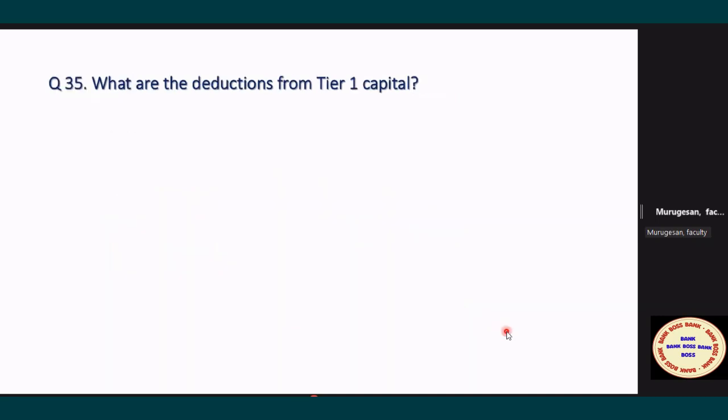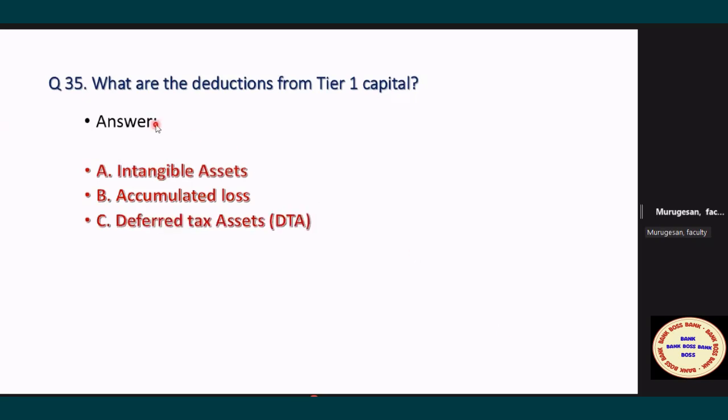Quick answer: what are the deductions from Tier 1? Something you have to knock off. What is knocked off? Intangible assets, remember, will always be knocked off. You are keeping intangible assets in the balance sheet, that is okay. But for the real capital, the tangible net worth, you have to knock something off. Knocking off means you are removing those from your Tier 1, CET1. Intangible assets you have to remove.